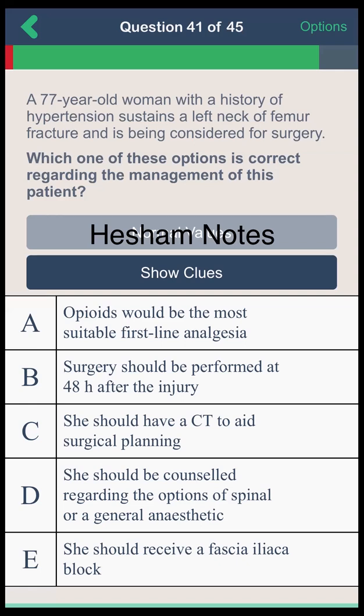Opioid is not the first line. We can start with simple analgesic like paracetamol. We are going according to the WHO analgesic pain ladder. We start with simple analgesia, then non-steroidal, and the third line will be opioid. Weak opioid like codeine is the third line, and the fourth line is a strong opioid like morphine. Exactly. And the surgery after 48 hours of injury, I think must be earlier. Within 36 hours, yes, 36 hours. And okay, when to do CT for this patient?